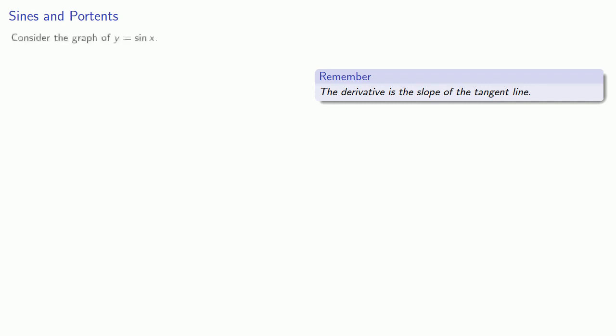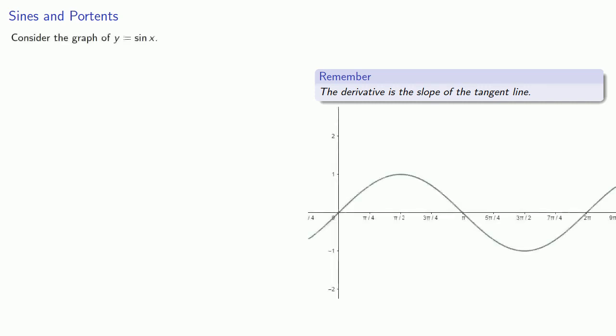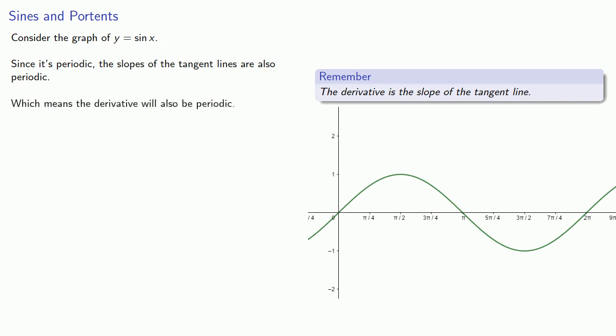So let's consider the graph of y equals sine of x. Now, since the function is periodic, the slopes of the tangent lines are also periodic, which means that the derivative will also be periodic with the same period.